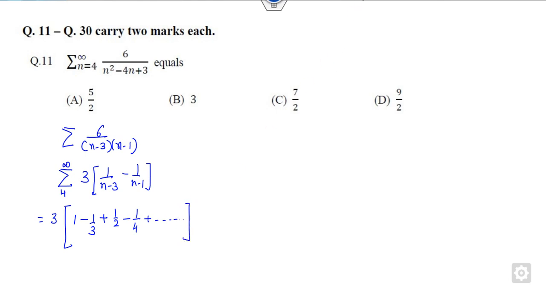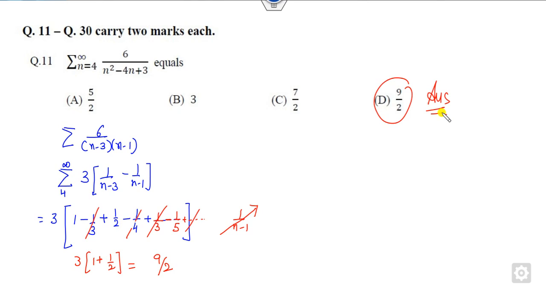Now it clearly shows what the answer is. I can take n equal to 6 also, then it will be 1 by 3 minus 1 by 5, and so on. Now you can see 1 by 3 will be cancelled out. Similarly 1 by 4 will be cancelled out, and so on. The last part, 1 over n minus 1, will be pending. When n approaches infinity, this goes to 0. The only terms left are 1 and 1 by 2. So the answer is 3 times 3 by 2, which is 9 by 2. That is the right answer.